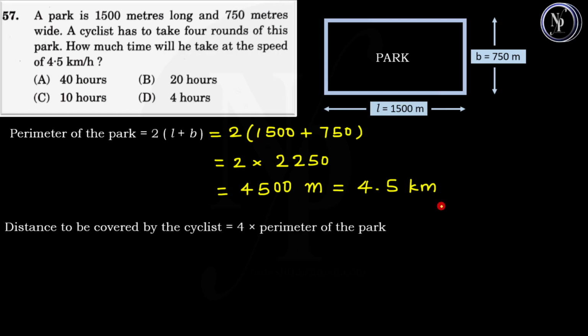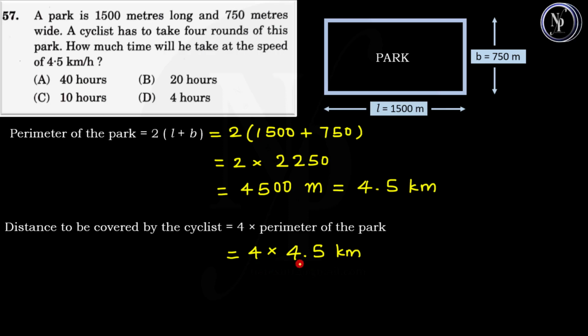So now let us find the distance to be covered by the cyclist, which can be found by multiplying the perimeter of the park by 4, since he has to take 4 rounds of the park. So 4 into the perimeter of the park, which is 4.5 kilometers. So I write it as 4 times 4.5 kilometers, and I retain this as it is.